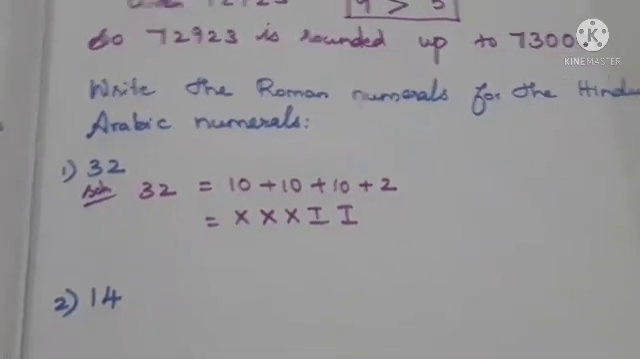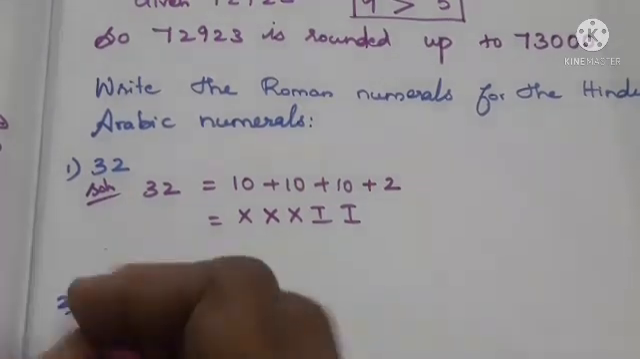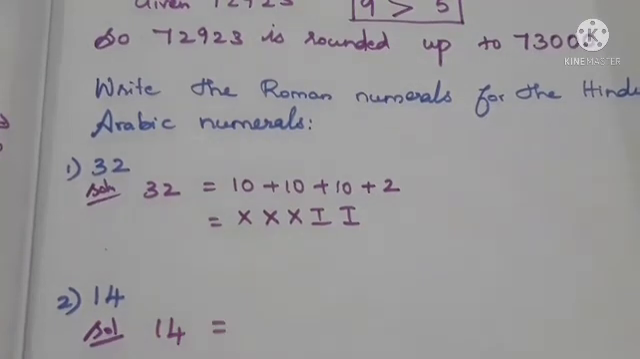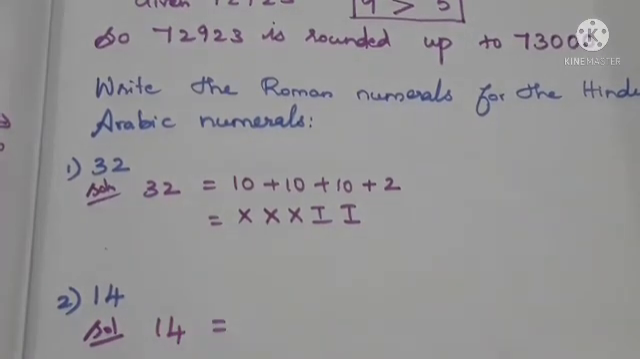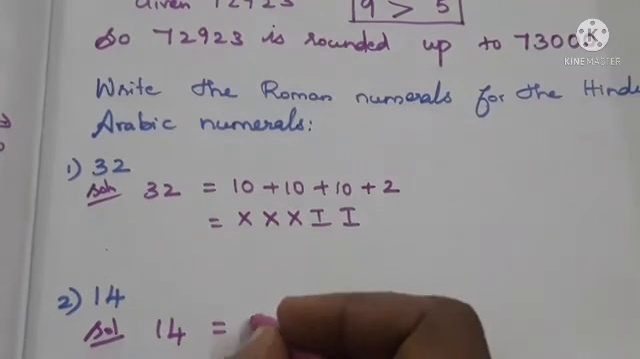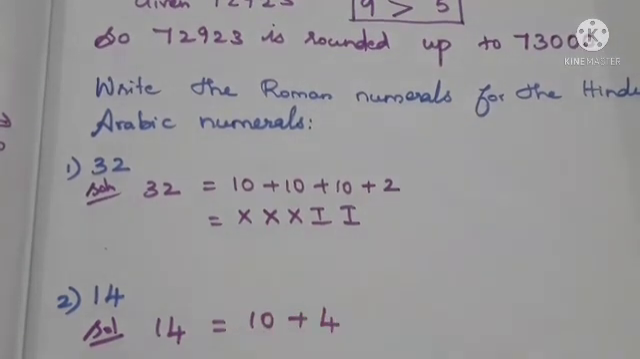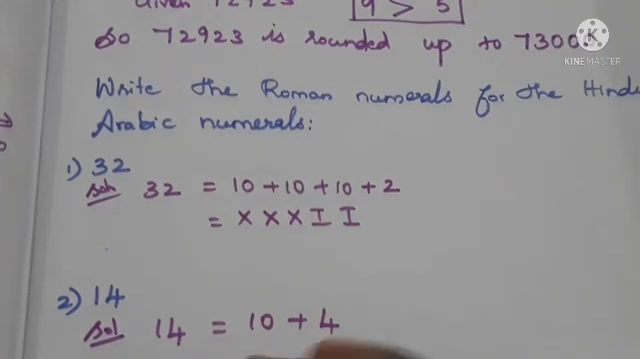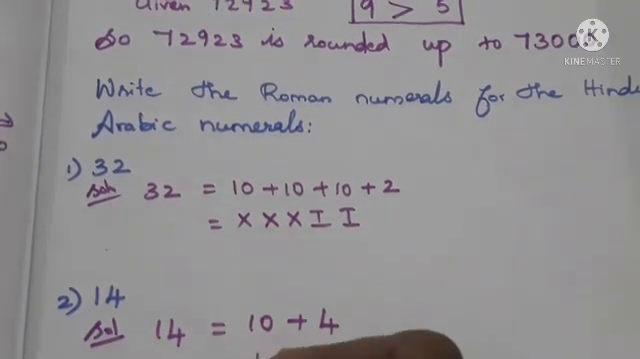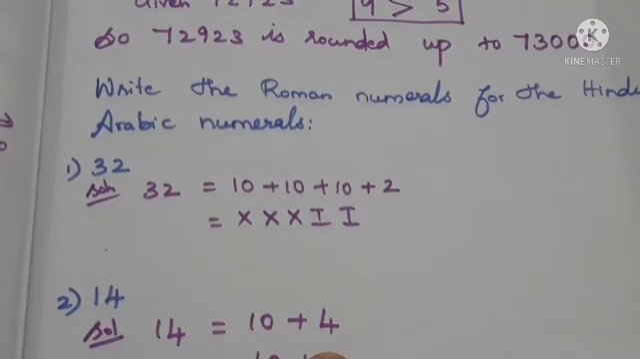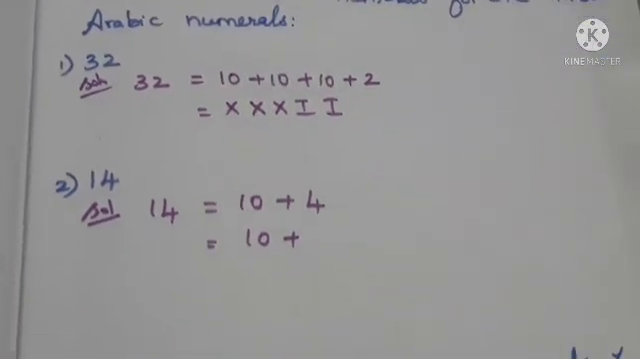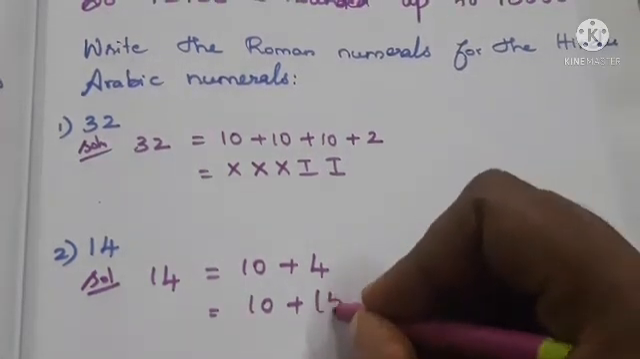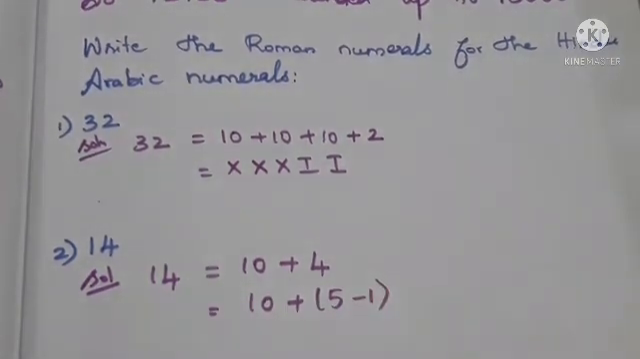So the next question we have is 14. We write the solution and write the question as it is. 14 is equal to, how can we divide this 14? We can separate the 14 as 10 plus 4. 10 plus 4 is 14. That is equal to 10 plus, if it is 4, how do we write it? That means 5 minus 1. 4 means 5 minus 1.